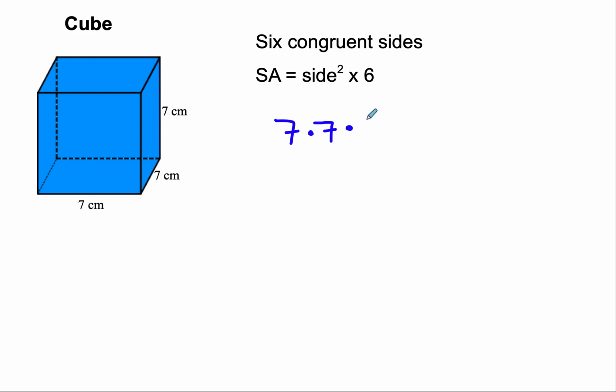And then we're going to take it times 6 because we don't want to know one side. We want to know what all 6 sides together equals. So when I do 7 times 7 and then I times another 6, I get 294. And then that one is going to be centimeters squared.